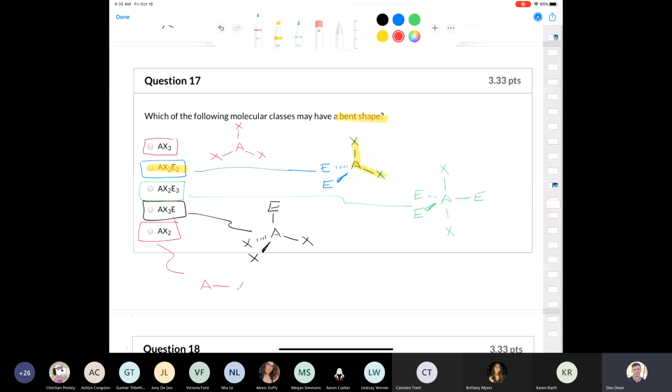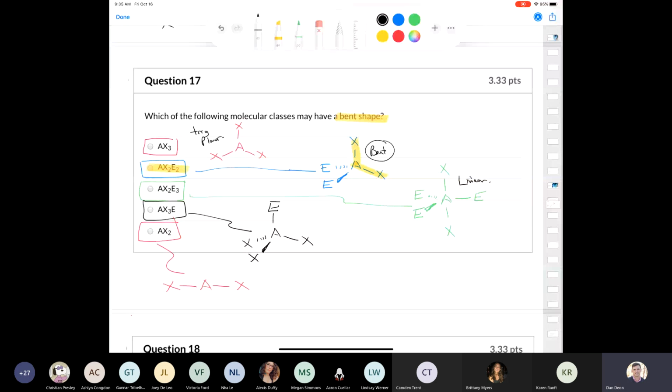So we'll have A with an X here and an X here, like this. And so both the molecular and the electron geometry, because we have two regions of electron density, will be linear. So to summarize, the first one, the molecular geometry is trigonal planar. This one here is bent. That's the correct answer.